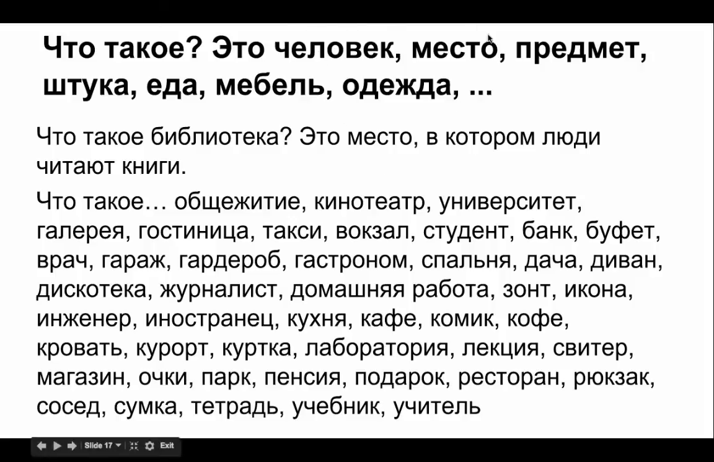So we can use kind of general words like человек, person, место, place, предмет is like an object, штука is a thing, еда, food, мебель, furniture, одежда, clothing. These are kind of general words. We can use these combined with который to define words, just like this here. Это место, в котором люди читают книги. We'll be doing many more of these defining things using который coming up in class.